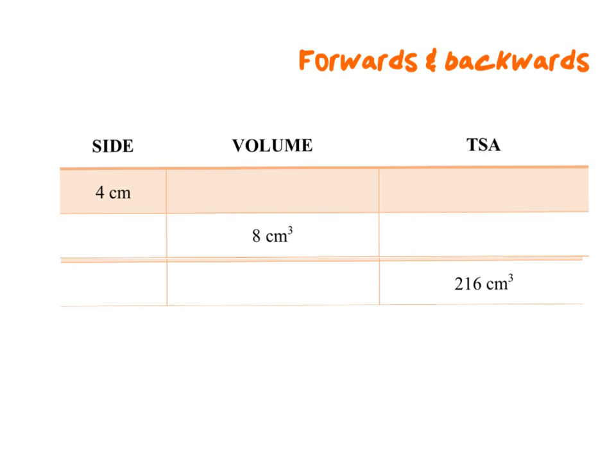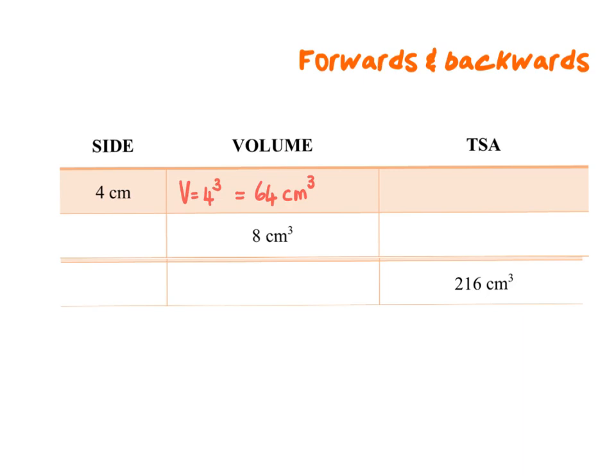So let's try some of these calculations forwards and backwards. Forwards is always very easy, but backwards can be a little bit tricky. If I need to calculate the volume of a cube, and we know that the side length is 4, then I just need to say 4 cubed, or also 4 times 4 times 4, and that will give me an answer of 64, and my unit is centimeters cubed for volume.